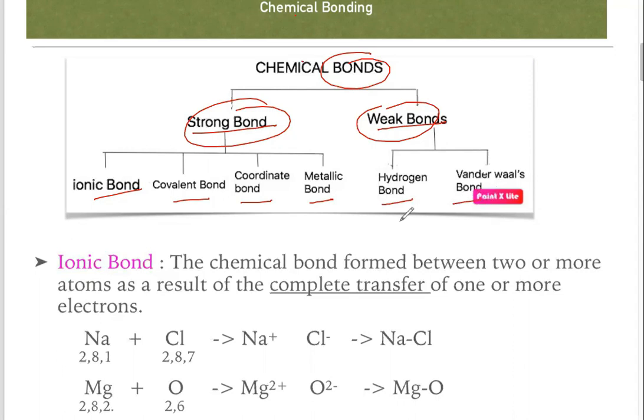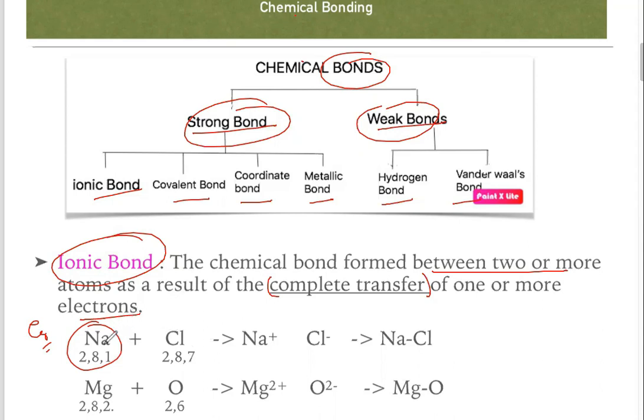Next we'll go one by one. First we'll talk about the ionic bond. So what is an ionic bond? It is a chemical bond formed between two or more atoms as a result of, listen to this one, complete transfer of one or more electrons. So the transfer of electrons creates the ionic bond. We'll take an example. Sodium: as we already know, its electronic configuration is 2,8,1 and chlorine is 2,8,7.